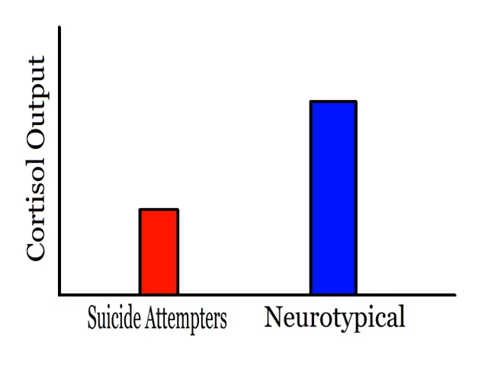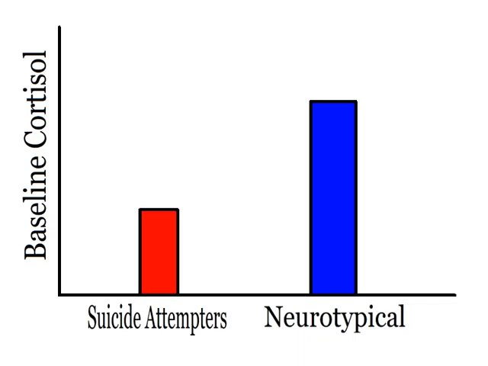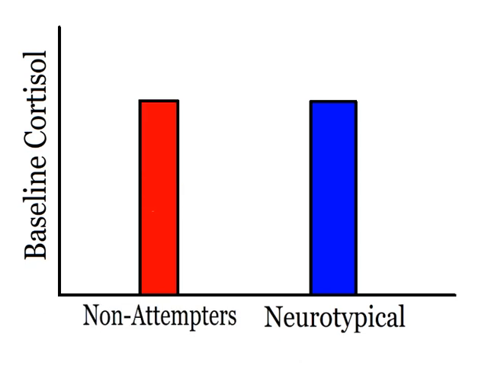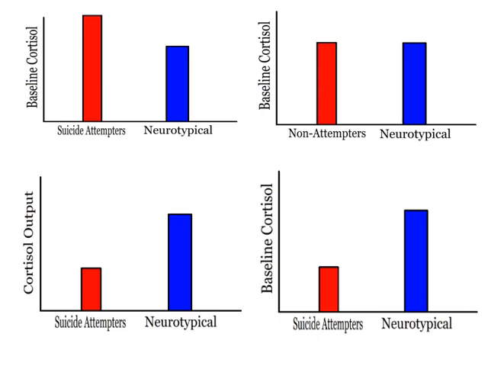One study that used the Trier social stress test found that there was decreased cortisol output in suicidal individuals compared to neurotypical individuals. Another study used the Maastricht Acute Stress Test, which uses a cold compress and more mental arithmetic to induce a stress response. One particular study using this stress paradigm found that suicide attempters had lower baseline cortisol levels compared to a neurotypical individual. Interestingly, though, with the same test, suicidal individuals who had not attempted suicide had similar baseline cortisol levels compared to a neurotypical individual. Another study using the Trier social stress test showed higher baseline cortisol levels in suicidal individuals compared to neurotypical ones. So 4 different tests are telling us 4 different things.